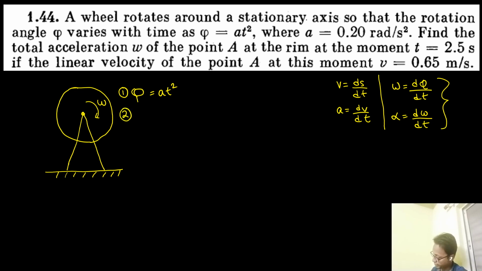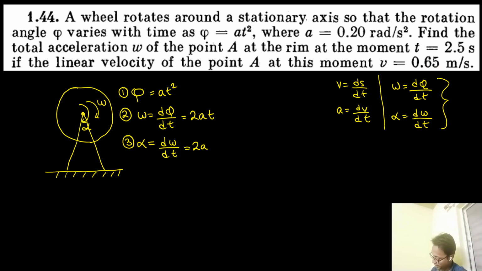So the angular velocity omega equals d phi by dt, which is 2at, and angular acceleration equals d omega by dt, which equals 2a. So the angular acceleration is given by 2a. Now find the total acceleration at point A on the rim at t equals 2.5 seconds, where the linear velocity of point A at that moment is 0.65 meter per second.